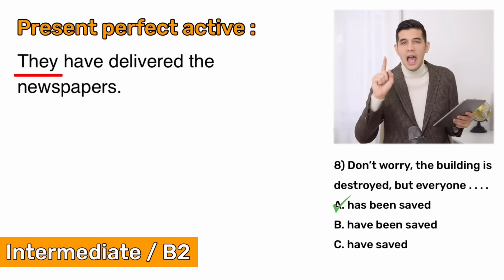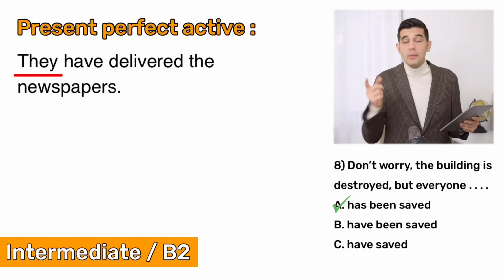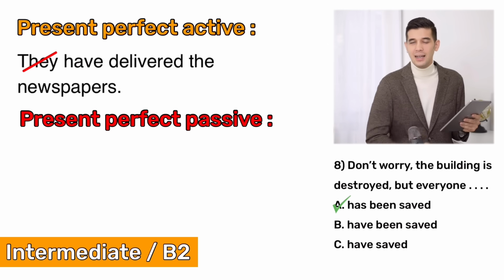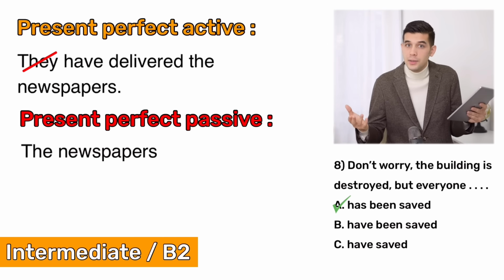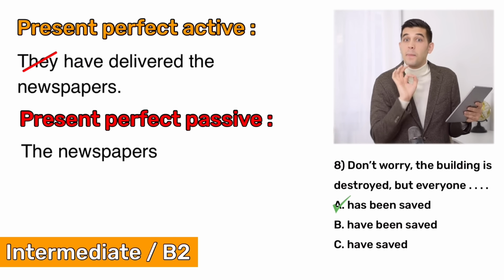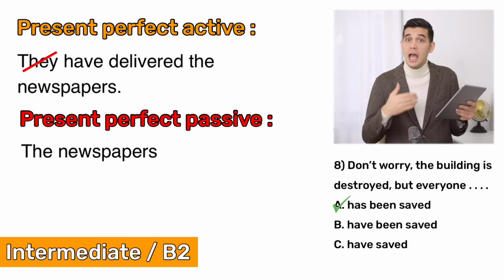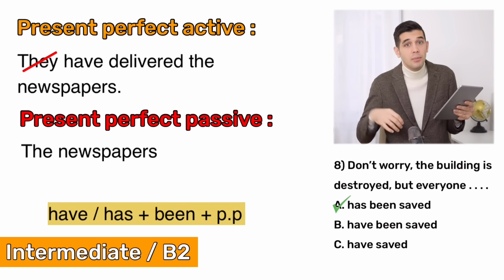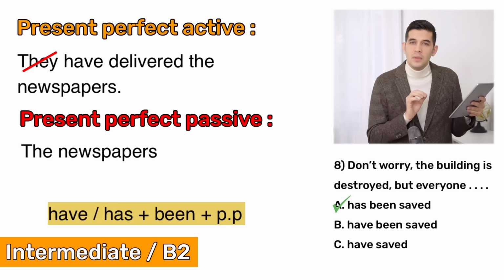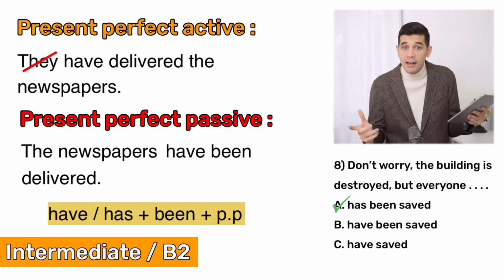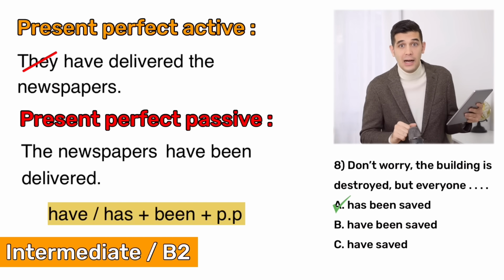It's not passive. How do you make it passive? Remove the subject, they. Use the object at the beginning of the sentence, the newspapers. Use the formula for the present perfect passive. But what is the formula? It's have, has, plus been, plus past participle of the verb. The newspapers have been delivered. Why have? Because newspapers, plural noun, right?